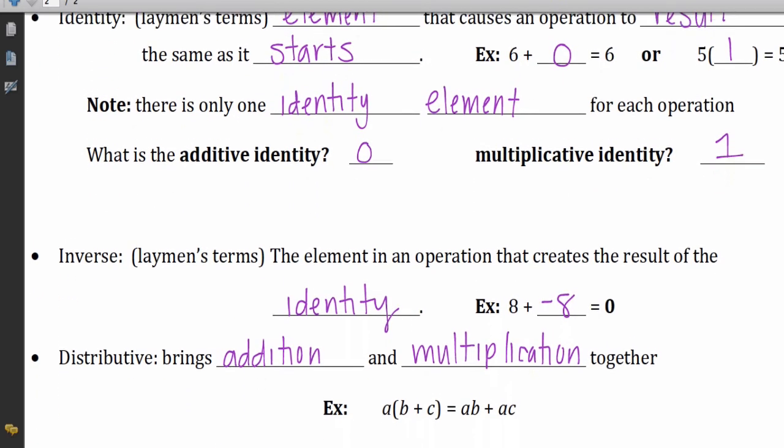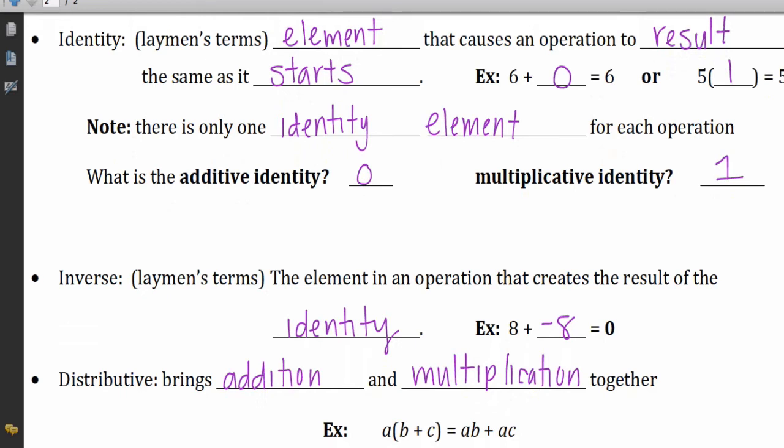Our final property is the distributive property, and the distributive property is very unique because it is the only property where we talk about both addition and multiplication. In fact, it brings those two properties together. For example, A times the quantity B plus C equals A times B plus A times C. So that is our distributive property. Every other property that we're talking about today, we need to be specific, like that's the identity property of addition, or that's closure of multiplication. With the distributive property, we can just say distributive because it's both of them.